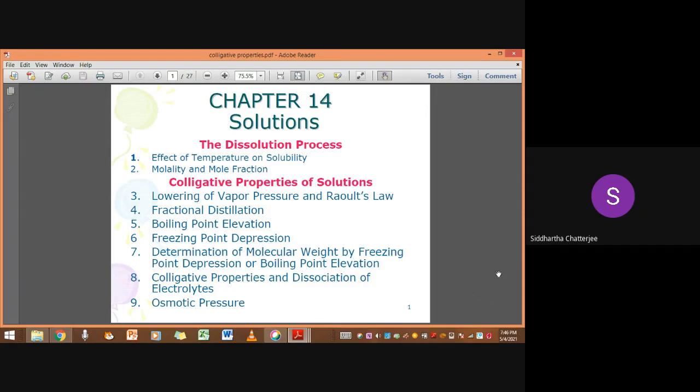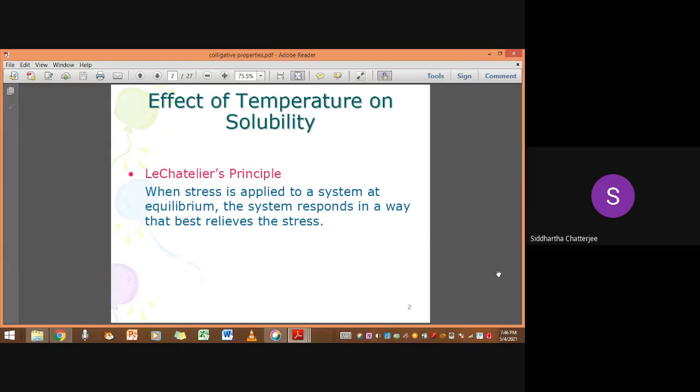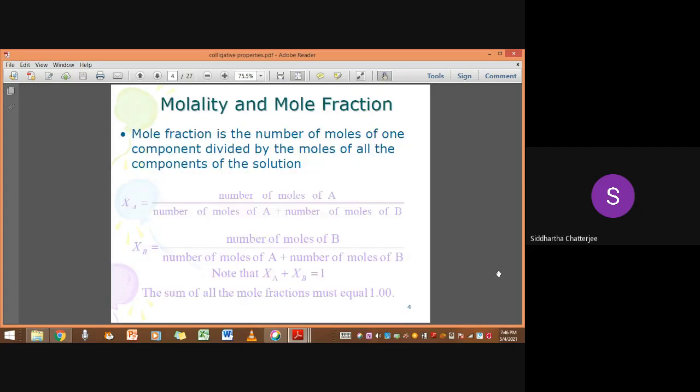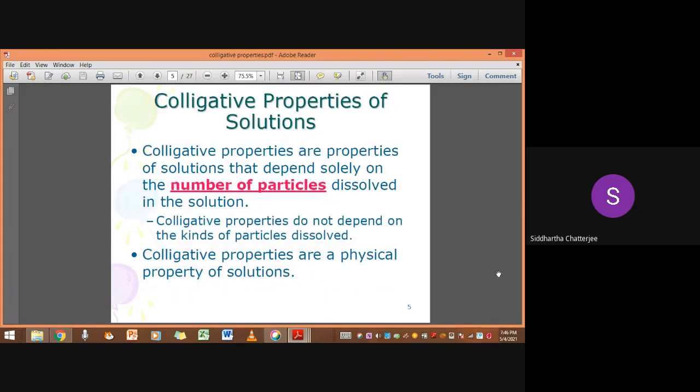Then colligative properties and dissolution of the electrolyte. That we will discuss in due course, where the Van 't Hoff factor comes into play, and other than that, you will find the osmotic pressure as well. And molality and mole fraction, all this we are not going to discuss.